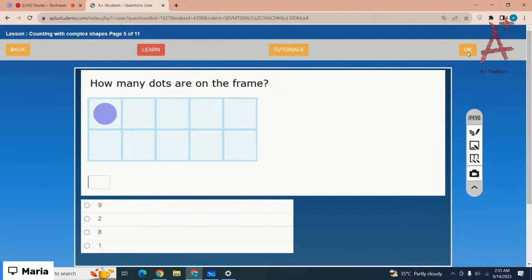How many dots are on the frame? So which is the correct option? Yes, there is only one dot. The correct option is 1.